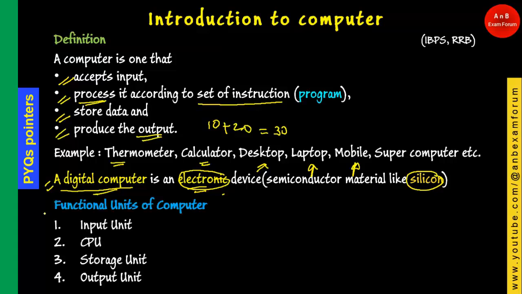And you should remember the functional units of a computer. I am again telling you, this is a basic definition of a computer. A computer can be anything, any device which has these parts. Okay, like it has an input unit, it has some sort of CPU, central processing unit, some sort of storage unit, and some sort of output unit. Okay, so these are the functional units of a computer.